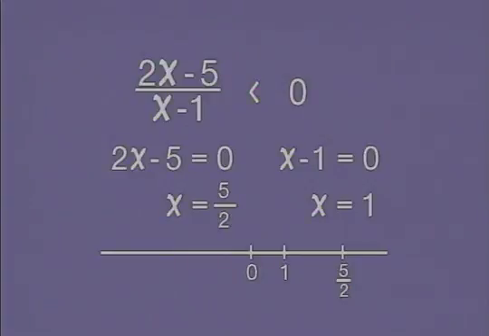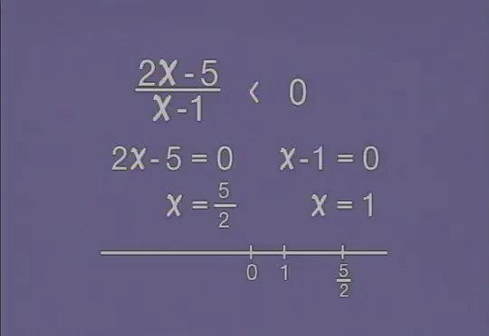Because in this method, we're going to find points not as solutions, but to look to the left and look to the right, or look in between. So let's go ahead and set the numerator equal to 0, the denominator equal to 0, and solve. Of course, the solutions to those two equations are quite simple. They go back to one of our earliest lessons. x equals 5 halves, x equals 1.